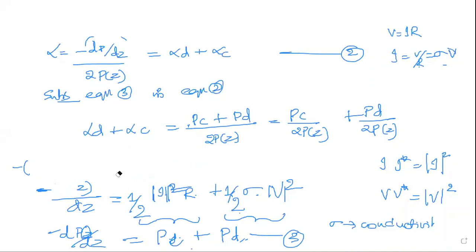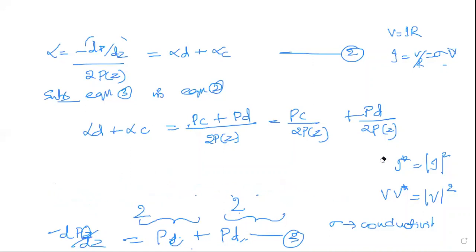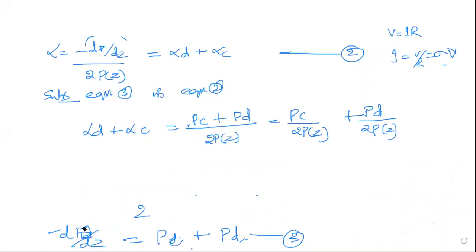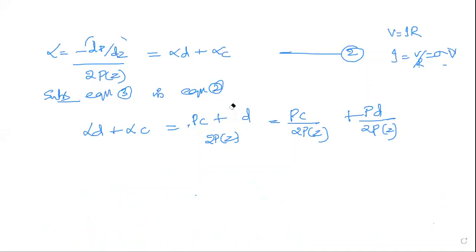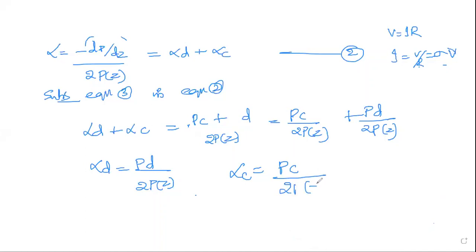So if you write the direct equation for that, you will get PC divided by 2P of Z plus PD divided by 2P of Z. Now from this, you write the separate equations for alpha D and alpha C. Comparing the right hand side and left hand side, you will get both the equations of attenuation for alpha D as well as alpha C. From this, you can write alpha D is equal to PD divided by 2P of Z. Similarly, alpha C is equal to PC divided by 2P of Z.